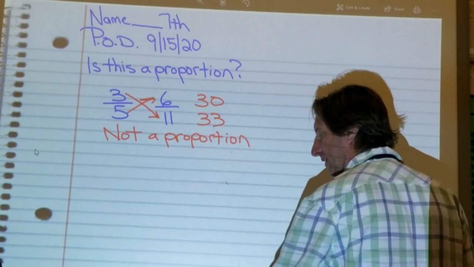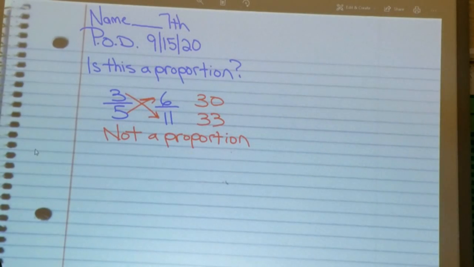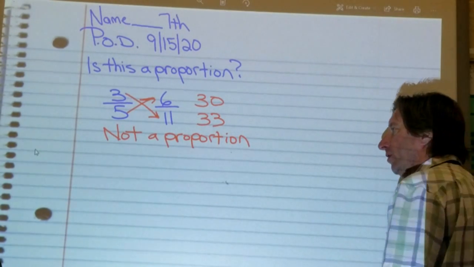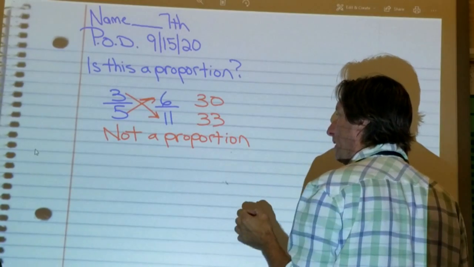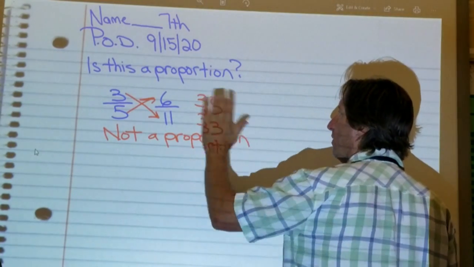Those numbers have to be the same for it to be a proportion, and it's not. So those fractions are not equal to each other. 6/11 is a little bit bigger. All right, so moving on.